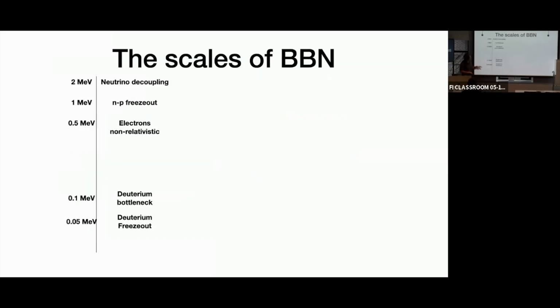If you think about how BBN works, there are some important energy scales to think about. At about 2 MeV, neutrinos decouple, so they separate from electrons. At 1 MeV, your neutrons and protons have been interconverting, and that stops happening. At half an MeV, electrons go from being relativistic to non-relativistic. At 0.1 MeV, there's a process called the deuterium bottleneck, which prevents the formation of heavier elements. And at 0.05 MeV is deuterium freeze out. So it's important that there are actually a lot of different scales. If you take a particle physics class, people usually only talk about one of them, but there are actually a lot of scales that come into play in BBN.